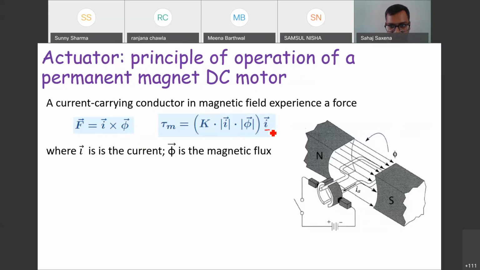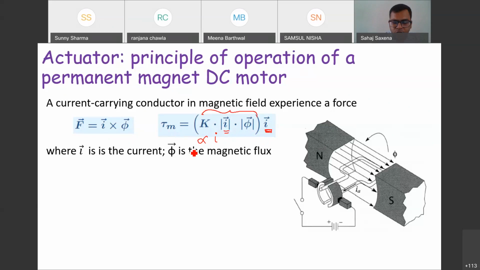And here we have current I. So tau m is directly proportional to current I here. And this is the constant, which we sometimes call a proportionality constant, and this constant is k multiplied by the magnitude of the current multiplied by the magnitude of the flux. Because these are the magnitudes, we consider it as a constant term. Forget about the unit, because the unit will be according to the torque. Okay.